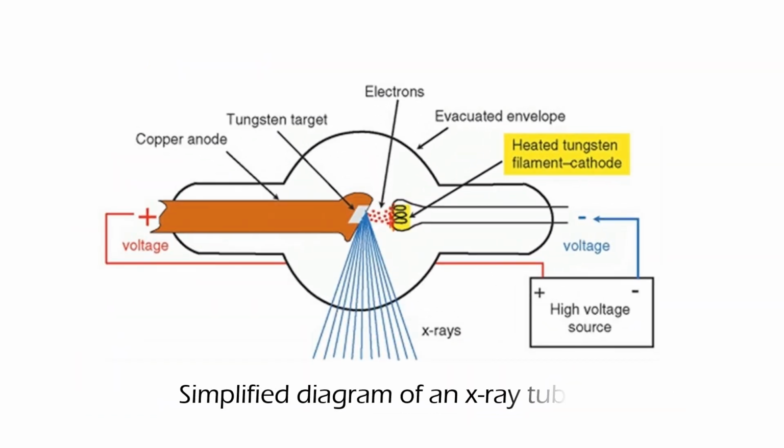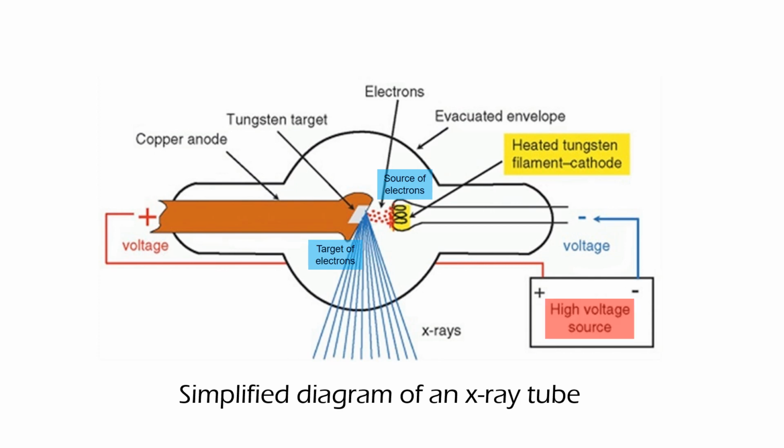This simplified diagram of an X-ray tube illustrates its most essential components. The cathode is negatively charged and contains a coiled wire or filament which is heated to boil off electrons and acts as the source of electrons. The anode is positively charged and is the target of electrons.